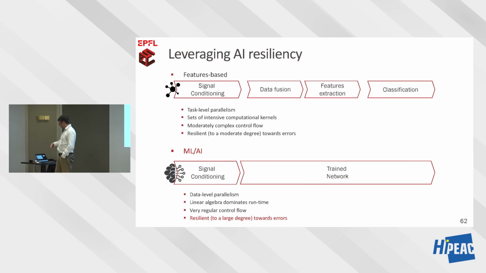Okay, so now I'm turning pages, and instead of looking at solutions for feature-based flows, I will start looking at solutions for machine learning-based flows. And the first thing that I want to look at is that machine learning is resilient to a large degree towards errors.